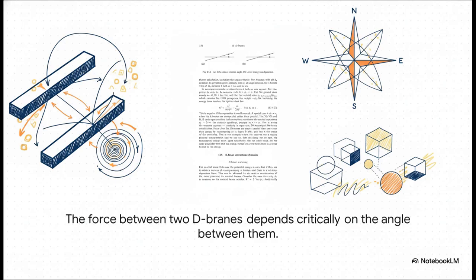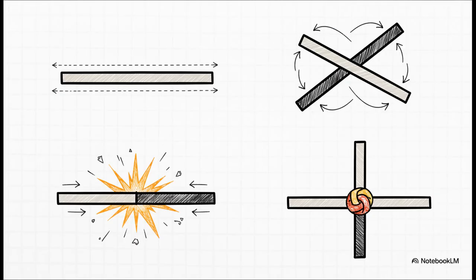I mean, the force between two D-branes depends critically on the angle between them. This isn't just a simple case of they attract or they repel. The interaction is way more rich and complicated than that. And this leads to a whole zoo of crazy possibilities. If you've got two branes that are perfectly parallel, the forces between them can cancel out exactly, creating this perfectly stable no-force situation. Physicists call that a BPS state. But if they're at an angle, they'll either attract or repel.